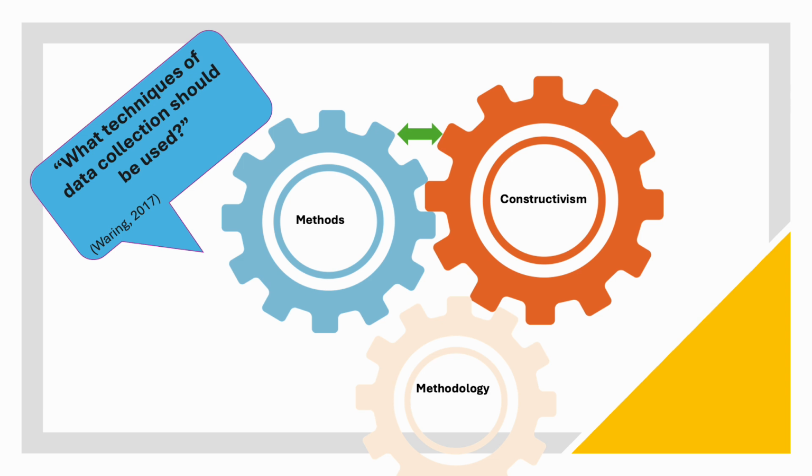The last gear focuses on methods. According to Warren, the question to answer is what techniques of data collection should be used. Methods under constructivism are usually flexible, interpretive, and learner-centered. Results are specific to the participants in the study and not generalized across populations. Data is collected through interviews, observations, open-ended surveys, or through the reading of journal entries.